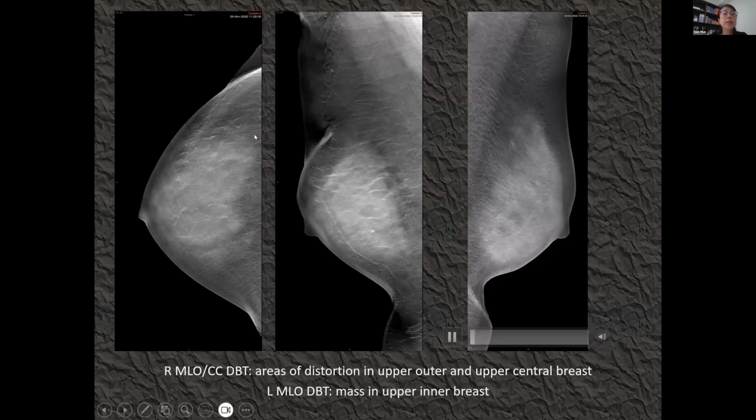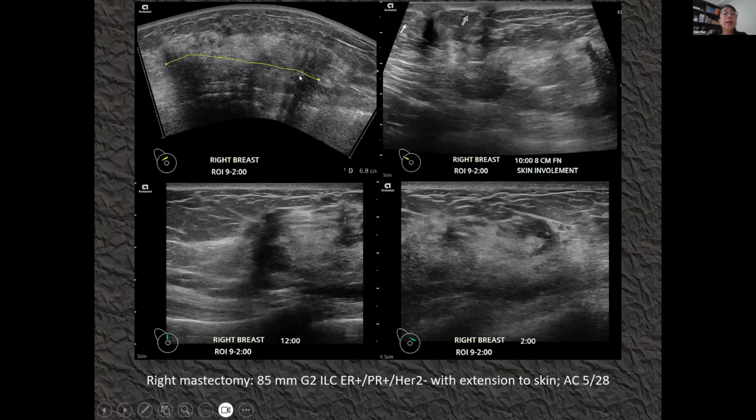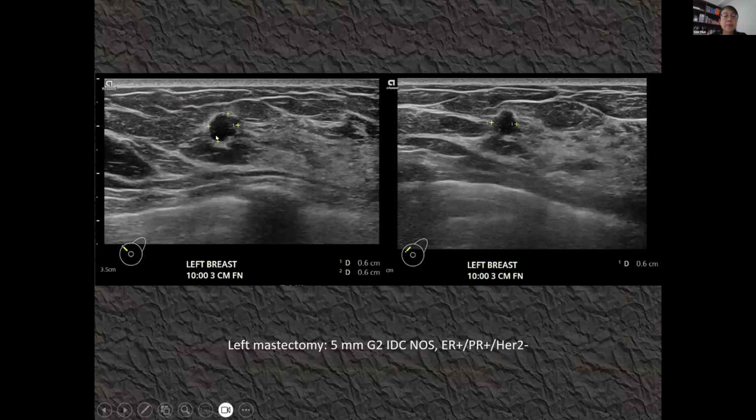These are ultrasound images. The right breast, there is a large irregular mass occupying most of the right upper breast. There is extension to the skin in keeping with skin involvement. Mastectomy showed an 85 millimeter grade 2 invasive lobular cancer with extension to the skin. And she also underwent left mastectomy, which showed a 5 millimeter grade 2 IDC, a very small cancer, which corresponded to the nodule, the mass that was seen on mammogram.